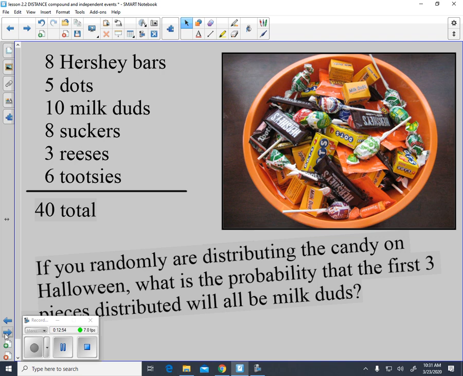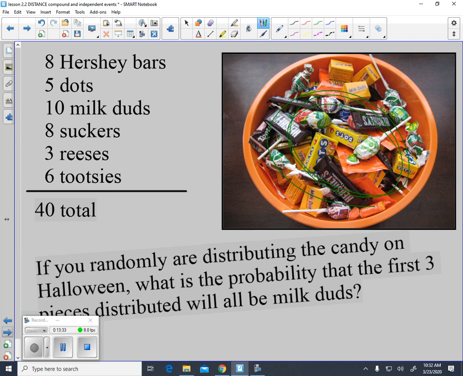Here's another example, a better example maybe, compound event. This is compound because if you read the problem here, we're going to distribute 3 pieces of candy. And so if you're randomly, without a pattern, distributing candy, what's the probability of the first piece you distribute? Oh, wait, let's read the problem here. What is the probability that all of the first 3 pieces distributed are going to be milk duds? What's the probability if you randomly reached in here now that you're going to get 3 milk duds?